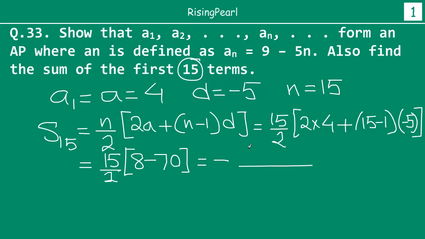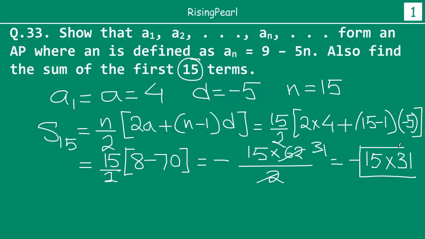So we have 15 times. If we actually solve this, this will be minus 62, right? This will be minus 62. So the minus comes here. So 62 divided by 2 is 31. So the answer is minus 15 times 31. Whatever this value is, I'm not going to actually calculate it. I'm absolutely sure you guys and girls are smart enough to figure this out.